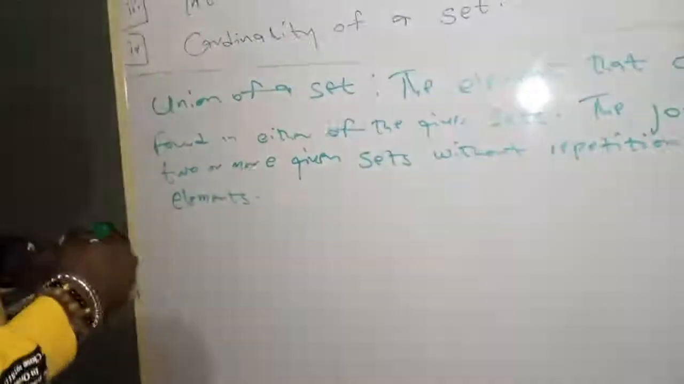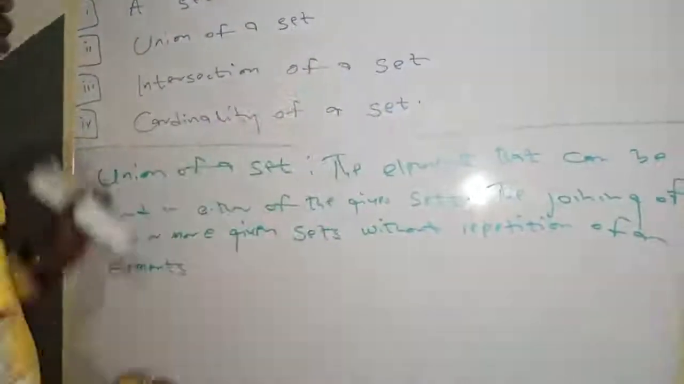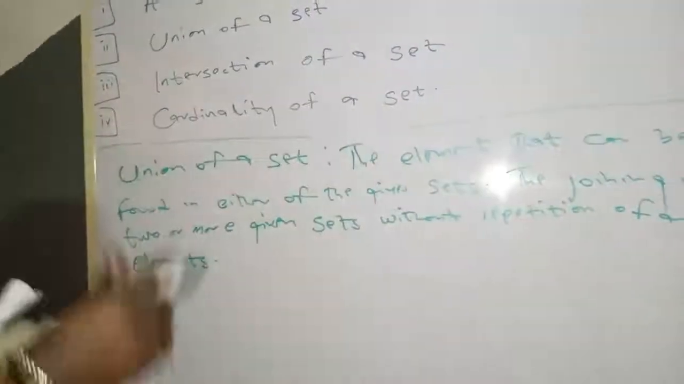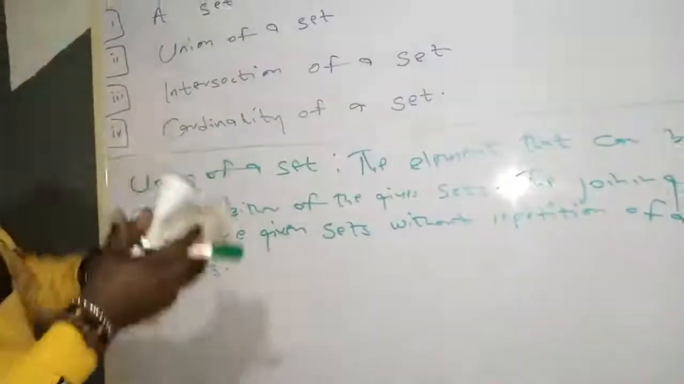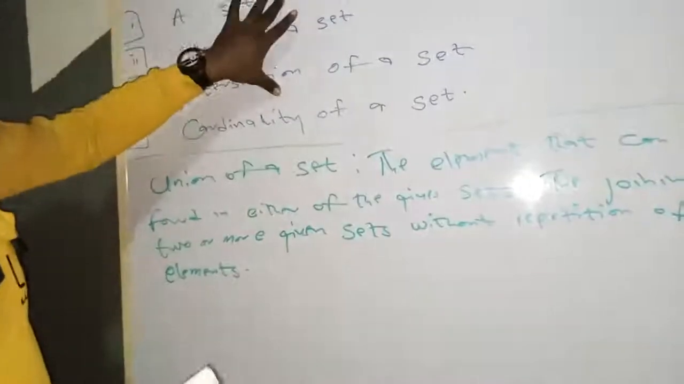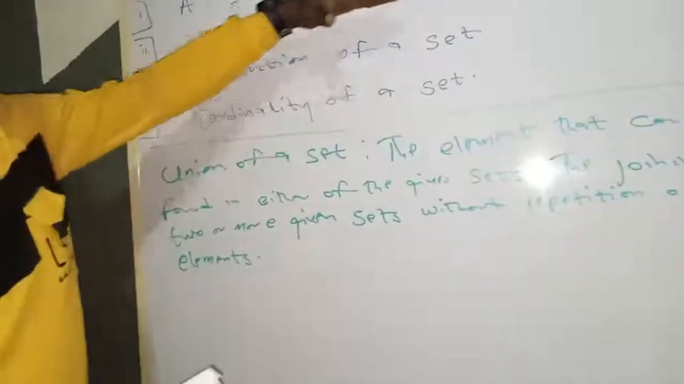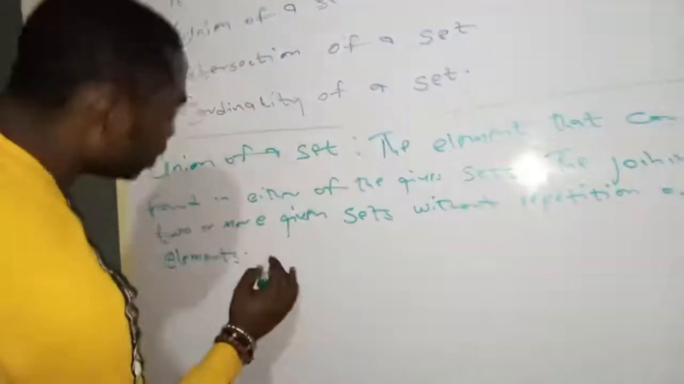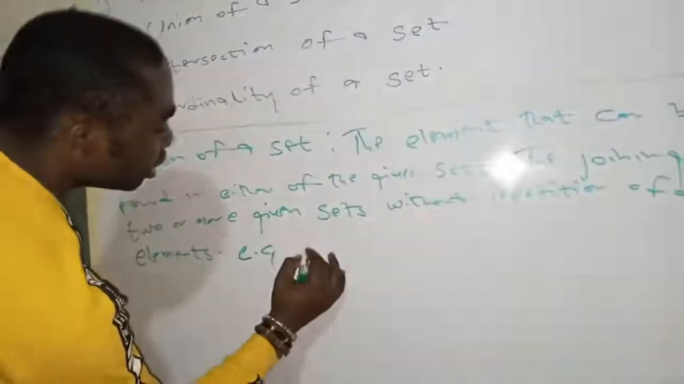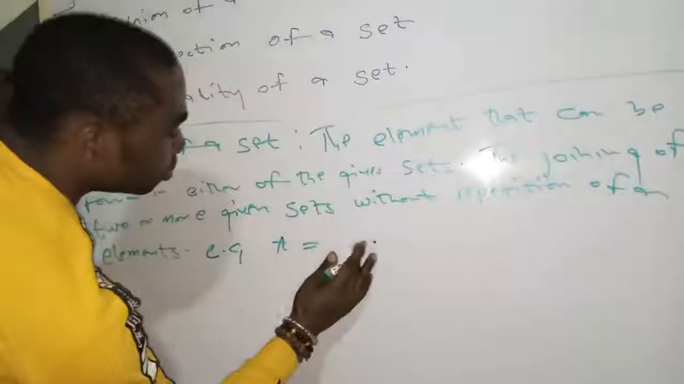So what you mean by union of a set is the elements found in either of two given sets. To get it better, whenever you define something, you should try to give an example to make it clear for the examiner that you really know what you are solving.